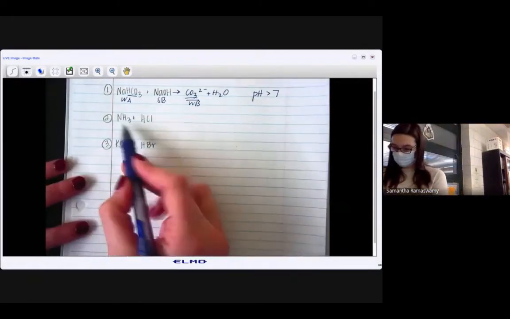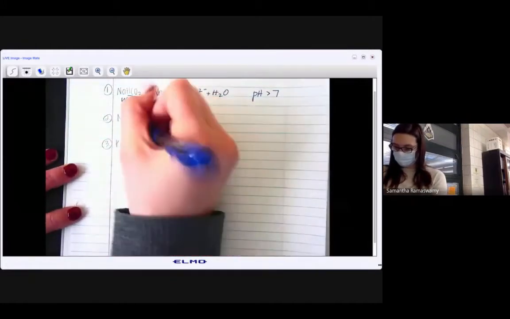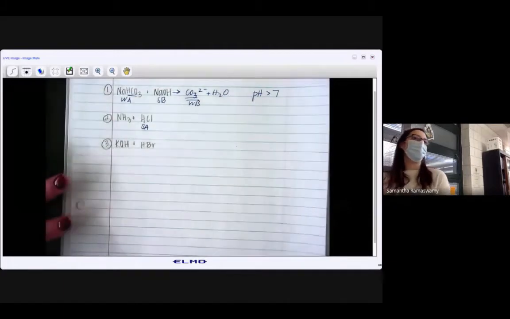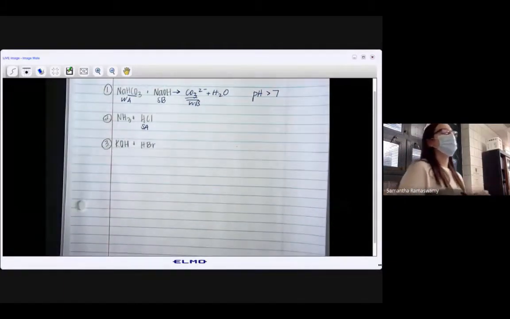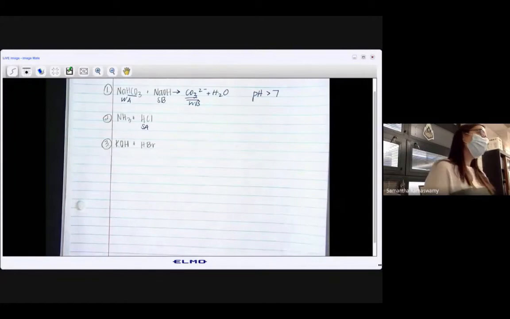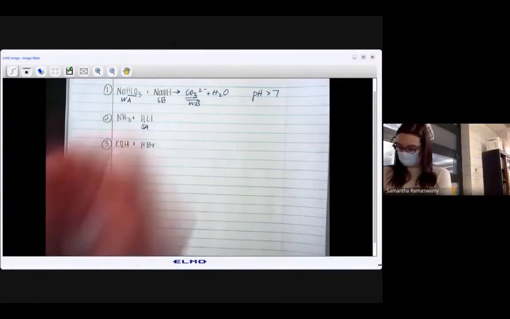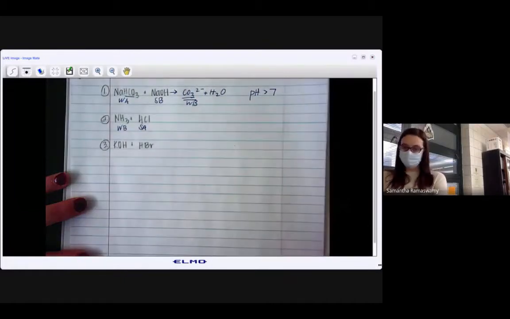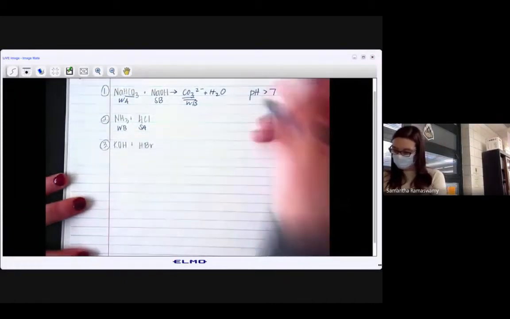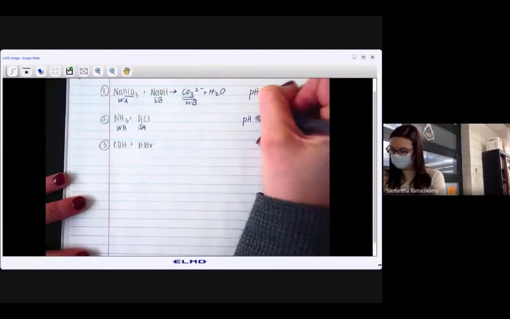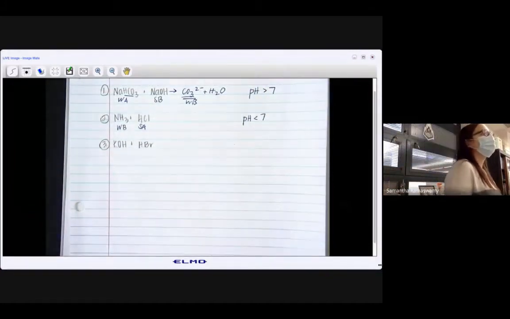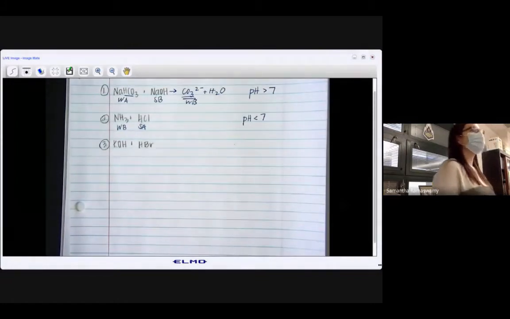If we look at number 2, we have NH3 and HCl. I know HCl is a strong acid because we work with it a lot. NH3, remember NH3 is ammonia. It's one of the most common weak bases. So again, a shortcut is to look at what is stronger. So since we have a strong acid, we would expect the pH to be less than 7. Now our reasoning is not because, well, we have a strong acid.